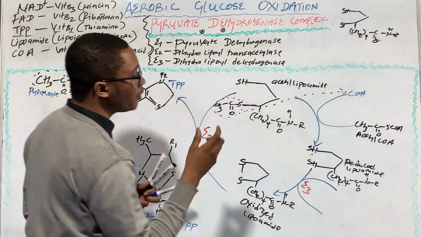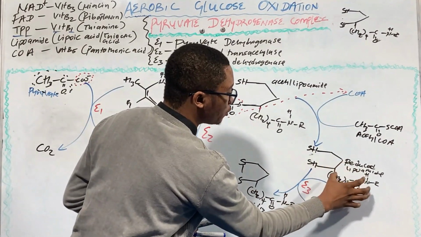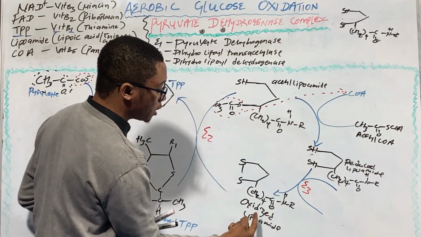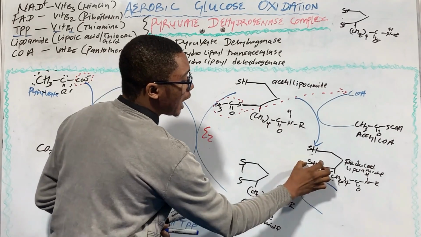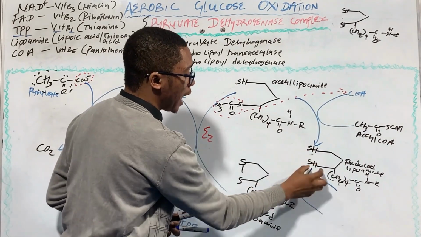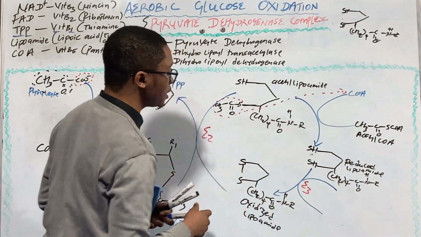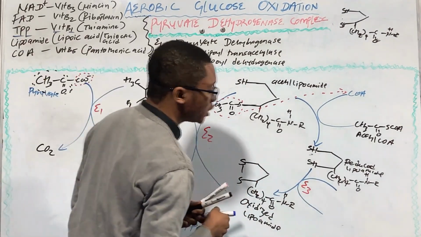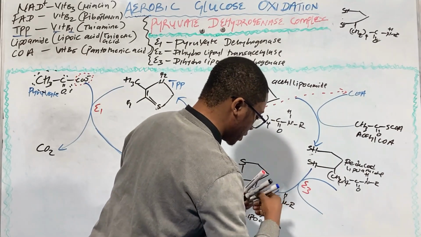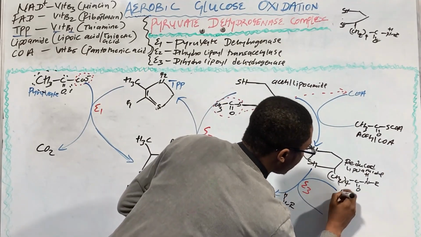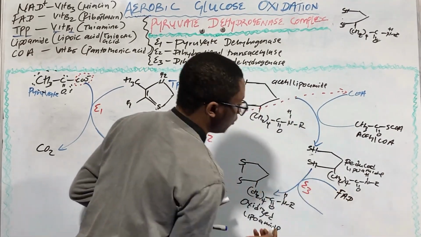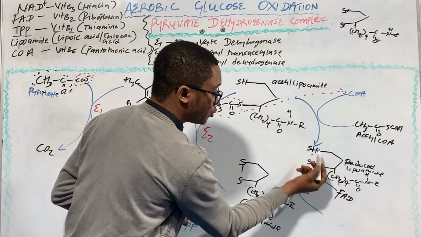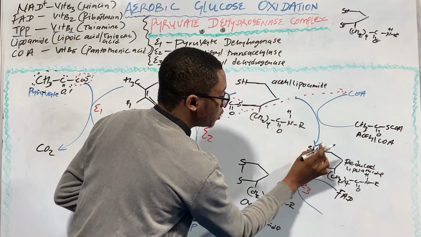All right. So what really happens now for this reduced lipoamide to be reoxidized back into oxidized lipoamide? It has to lose electrons in the form of hydride. And the molecule that helps pick up this hydride is FAD, flavin adenine dinucleotide. So FAD comes and picks up these electrons from this reduced lipoamide, in the form of hydride. It takes away both hydrides.